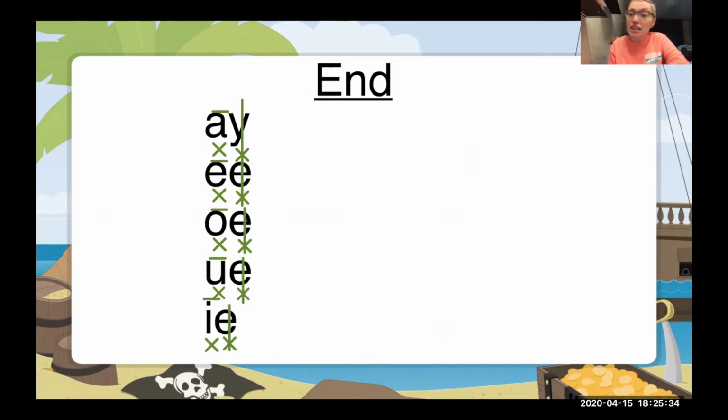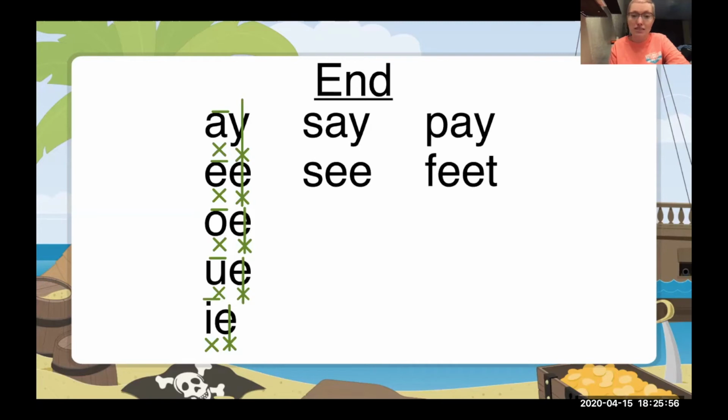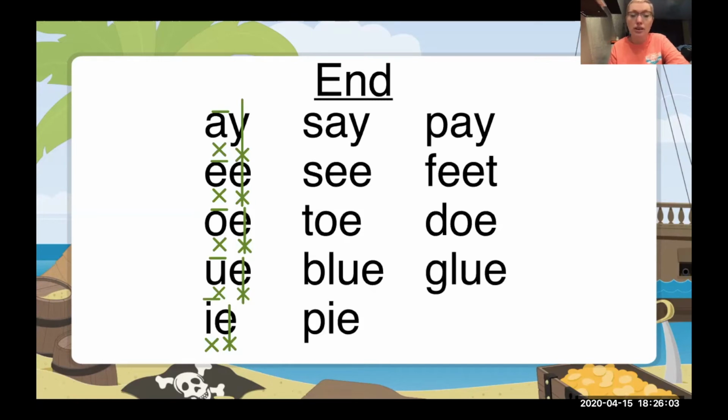So we usually see these combinations at the end of words, but we could also see EE in the middle of a word. So I'm going to reveal some example words, and we are going to focus on pronouncing the vowels as you say these words with me, okay? Say, pay, see, feet, toe, dough, blue, glue, pie, tie.